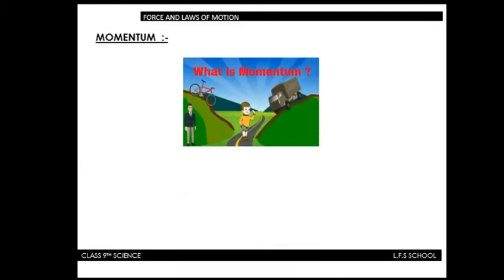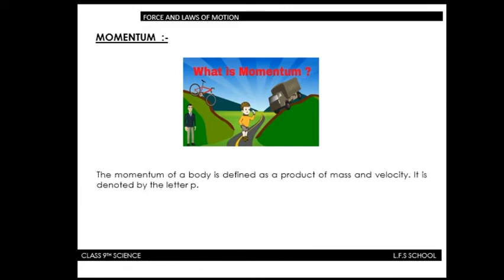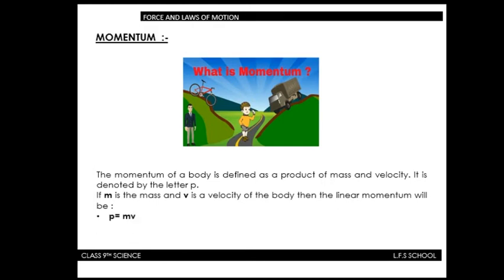So today we are going to study about momentum. So what is momentum? Momentum is defined as the product of mass and velocity. It is denoted by the letter P. Suppose the mass of the body is m and v is the velocity of the body, then the linear momentum will be given as P equals m into v, or we can say P equals mv. The unit of momentum is kg meter per second. Momentum is a vector quantity.